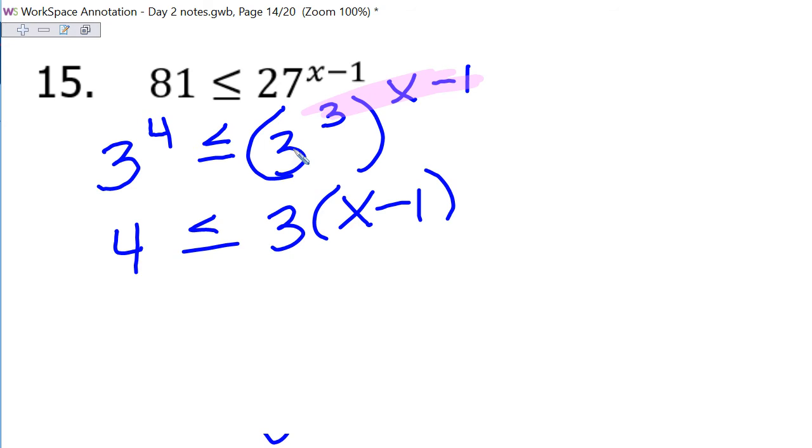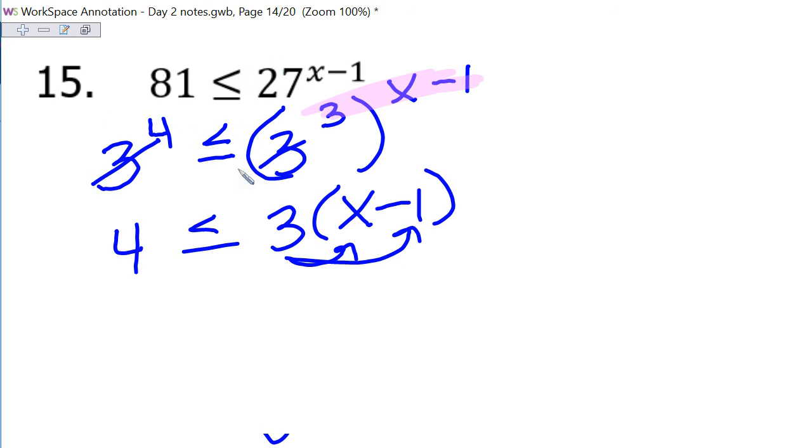Why did I what? This was 3 to the 4th power. The 3s, kind of think of that as canceling. So the bases kind of cancel because they're the same, right? So it's just the exponent. So the 4 drops down, and here the exponents drop down. Good question. Okay, so bring down the 4.